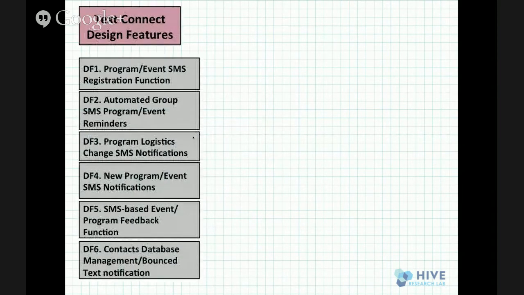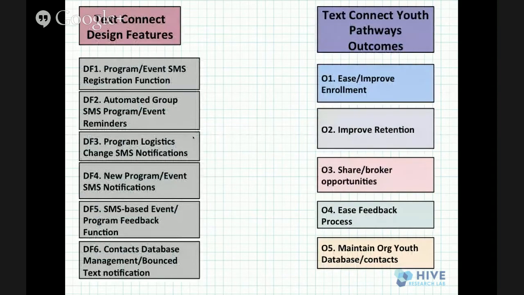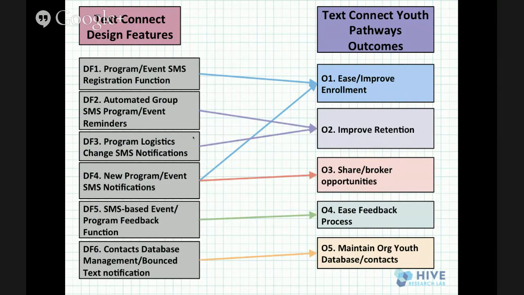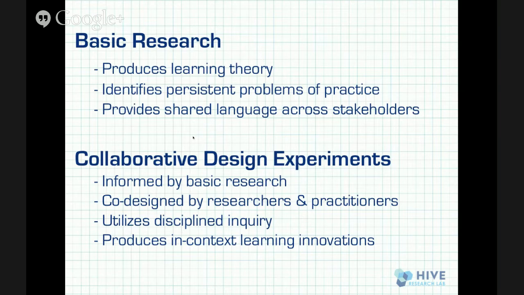And the key here, and what was really different in working with a lot of the folks that we worked with on the ground, is this very principled approach to linking certain design features to particular outcomes. So say a design feature around new program or event SMS notifications is very specifically oriented towards an outcome of easing and improving enrollment. And this allowed that sort of conjecture mapping that Sandoval talks about in his work, though at the same time not necessarily embodying high learning theory, but rather just basic hypotheses that we have about what design features will do and accomplish.